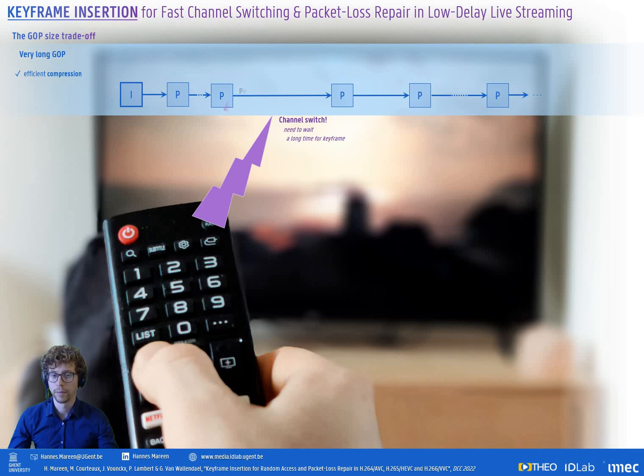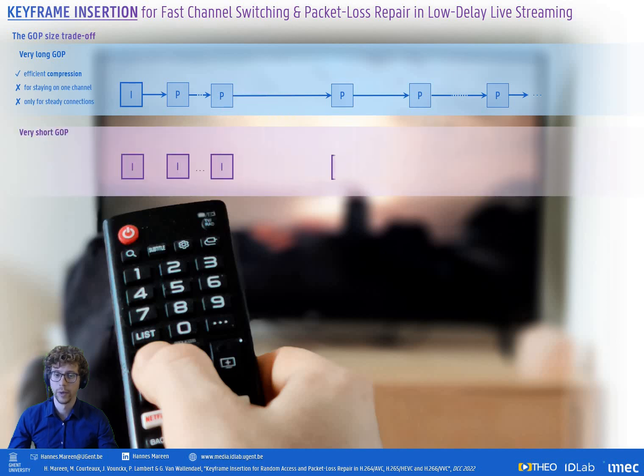Additionally, what if users have packet loss in the middle of the GOP and they lose a B frame? The next B frames do not have a proper reference frame then. To repair this, we need to wait for a new keyframe. Again, if the GOP is very long, this can take a while. So a long GOP is only good for staying on one channel and for steady connections.